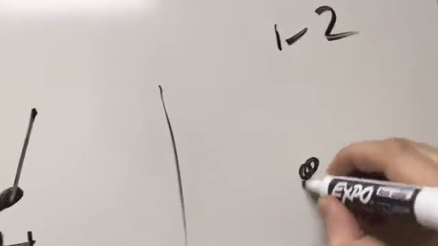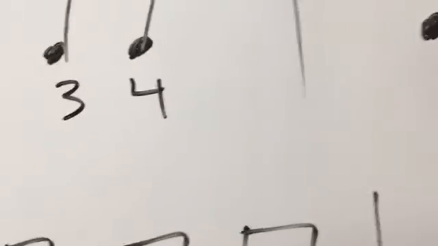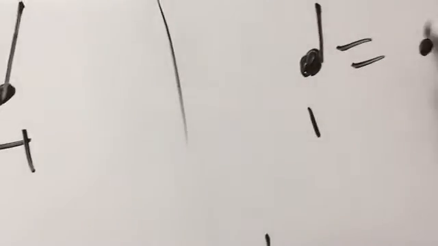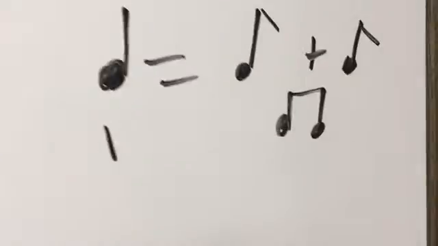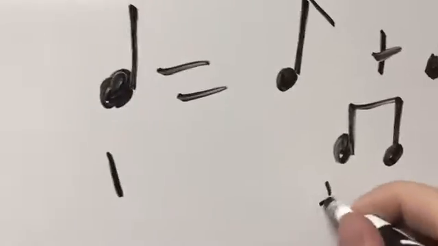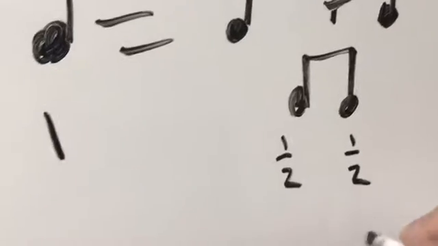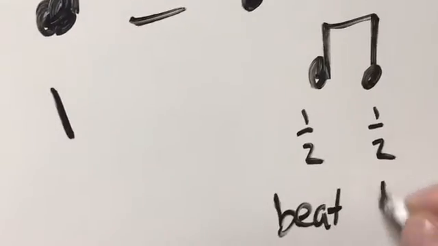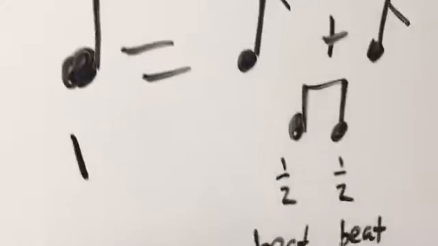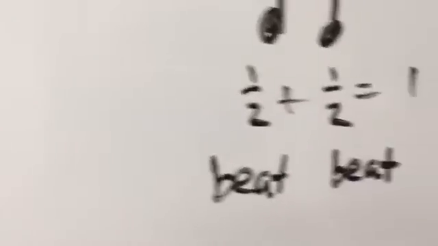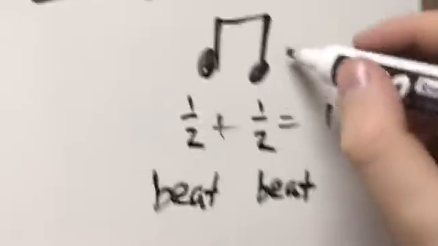In the same way, you can break a quarter note in half. And you can have 2 eighth notes. Each one of these is an eighth note. You can combine them together and write them like that to make it easier and cleaner to read. That's totally fine. Each one is half a beat. So they're both half a beat. You add them together, 2 eighth notes equal 1 quarter note. You get a full beat. A half plus a half equals a full beat.